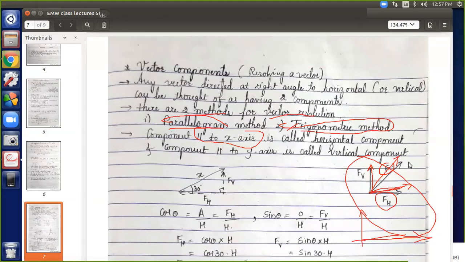This is the horizontal and vertical component of any vector. We resolve in this manner. The component which is parallel to the x-axis is called the horizontal component, and the component which is parallel to the y-axis, this vertical, is called the vertical component. As an example, you can see here, if this is one vector, we don't know what value it has, say generally we assume it as x.